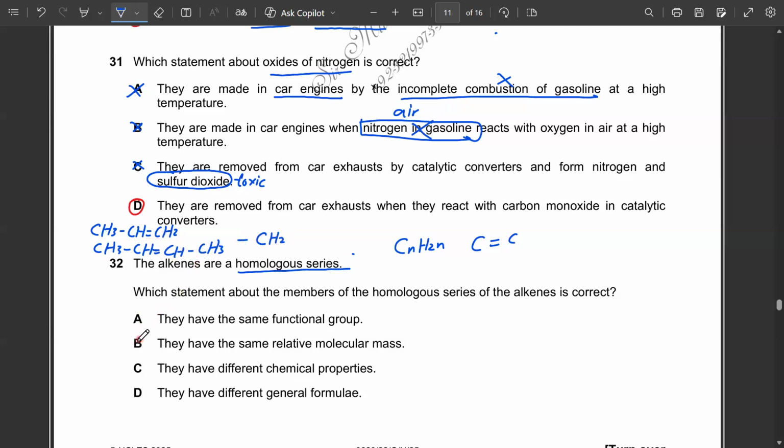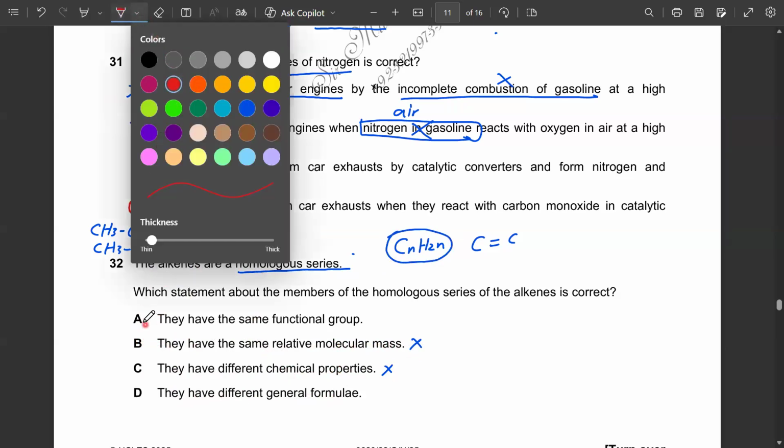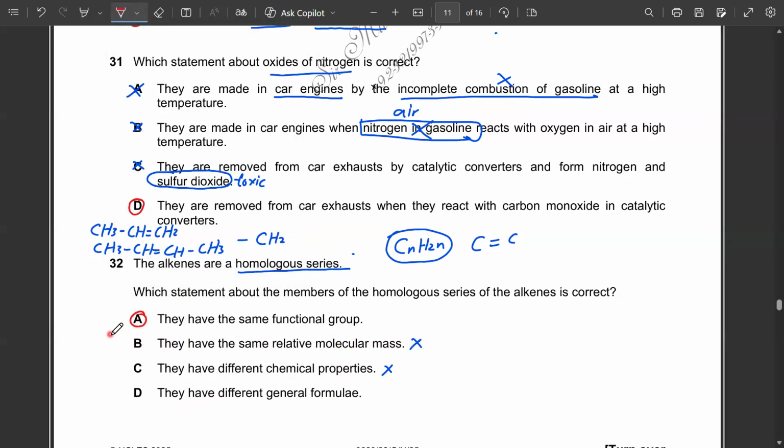Now look at the options. Option B says they have the same relative molecular mass. So no, two members do not have the same mass, they have different. Butene will have higher mass than propene. C says they have different chemical properties. No, they have the same chemical properties because they have the same functional group. D says they have different general formula. No, they have the same general formula as I mentioned over here. So the only correct option is option A, that they have the same functional group.